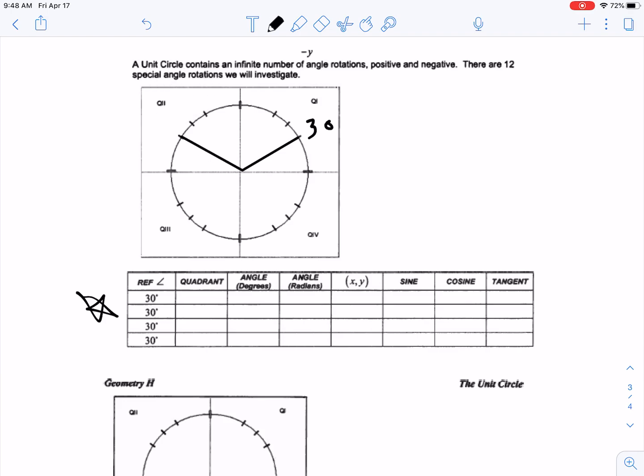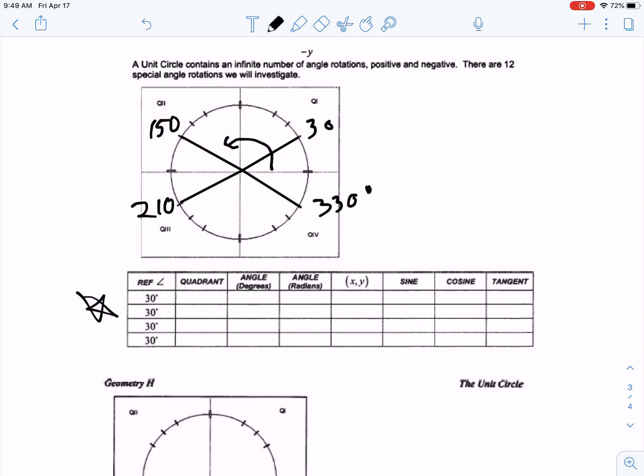But what is that angle based on rotation? Well, that is 150. And then this one also has a reference angle of 30, and that is our 210. And this angle right here also has a reference angle of 30 degrees, and that is our 330.